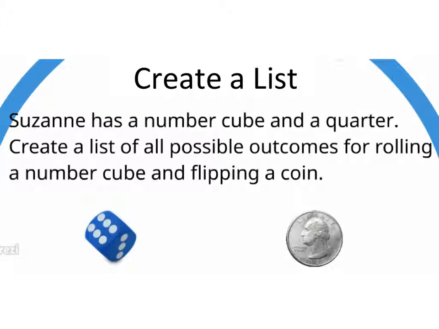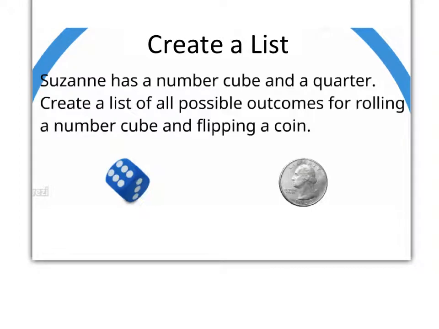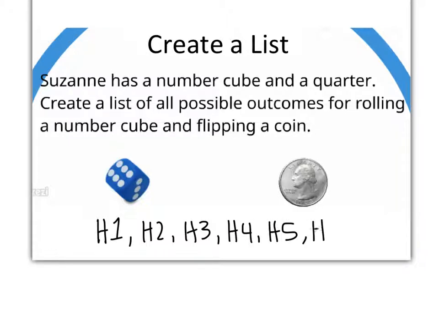Alright, the last set that we're going to deal with is a list. Now, this list right here is going to be slightly different than a table. When you're building a list, it's just like when you would list out a grocery list. I need bread, I need milk, I need soda, whatever the case may be. So here, when we do this, I recommend starting with one of the events first. So we have our die and our quarter again. So I'm going to start with the heads option and then the tails. On the coin, I can have a heads 1, heads 2, heads 3, heads 4, heads 5, and heads 6.